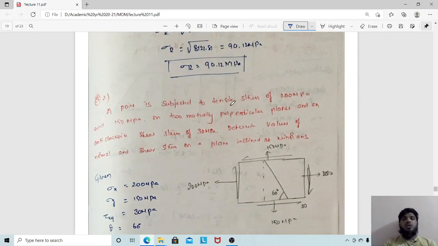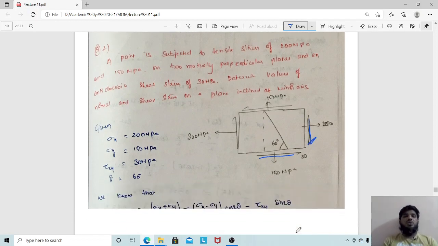A point is subjected to a tensile stress of 200 megapascal and 150 megapascal on two mutually perpendicular planes, and an anti-clockwise shear stress of 30 megapascal is acting. Determine the value of normal and shear stress on a plane inclined at the minor axis. So if you see the anti-clockwise shear stress of 30 megapascal acting on this, we have discussed that when it is going this way, the shear stress acting on this plane will be clockwise itself. You should consider it as it is, so both cases are the same.